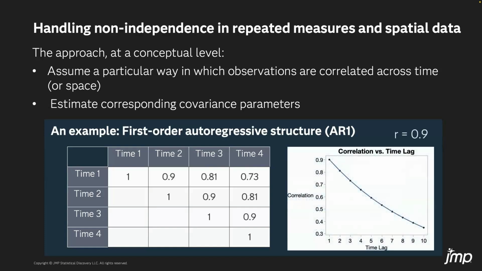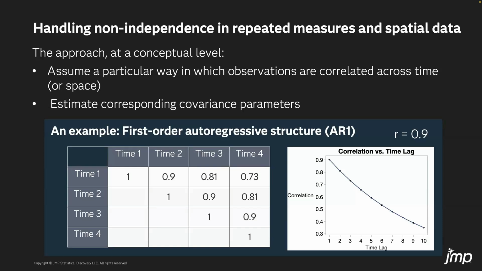So let's say that we estimate this R parameter from our data to be 0.9. Well, here's what that actually says. The correlation between observations that are just one time point apart is 0.9. Then at two time points apart, or a lag of 2, it's 0.9 squared, so that's 0.81. A time lag of 3, well, that's 0.9 cubed, that's 0.73. And you can see that the correlation just falls off exponentially.